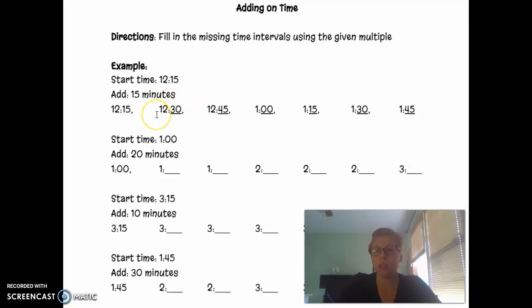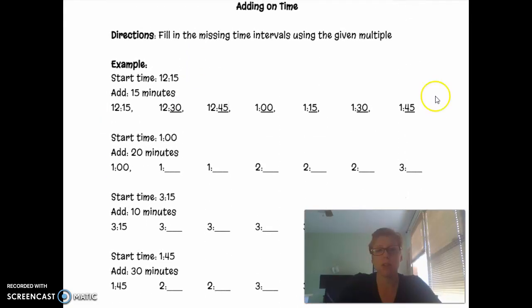So that's what you will be doing with all of these problems on this worksheet. There is a start time, and then you are going to add a specific amount of time and fill in the blanks. Some of you will be tempted to go get a clock from the shelf. Do not do that. You won't have a clock when you take the MAP test, will you? So you need to do this in your brain.